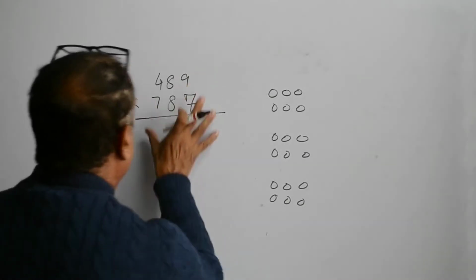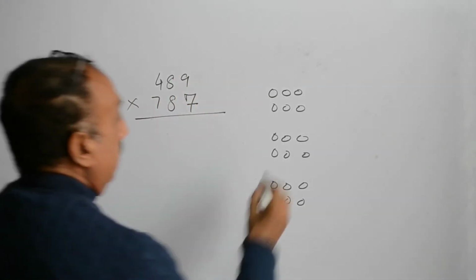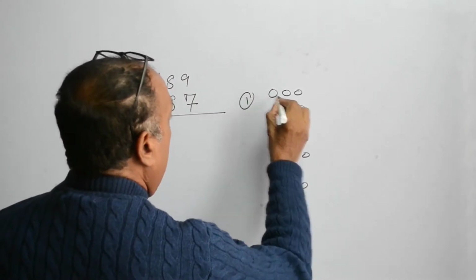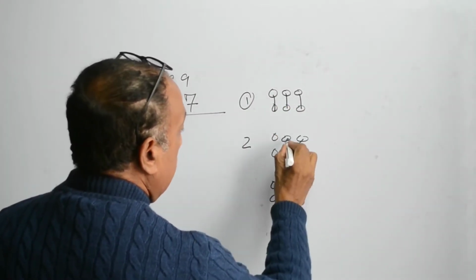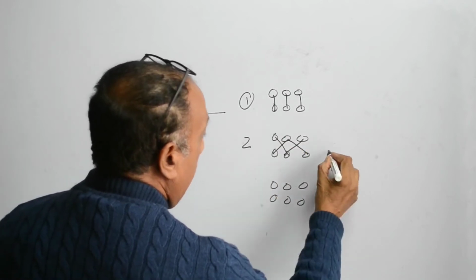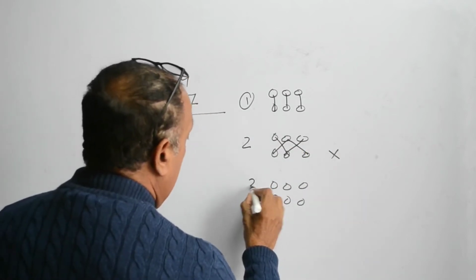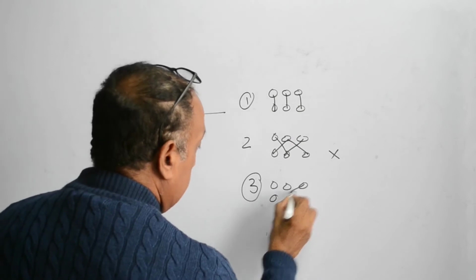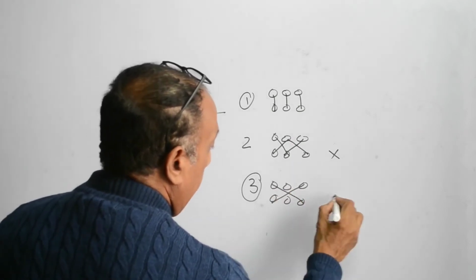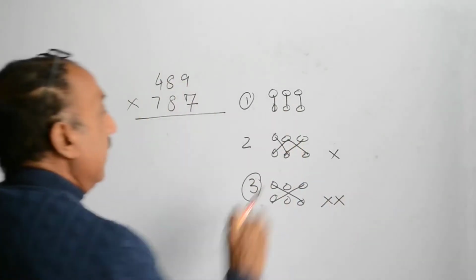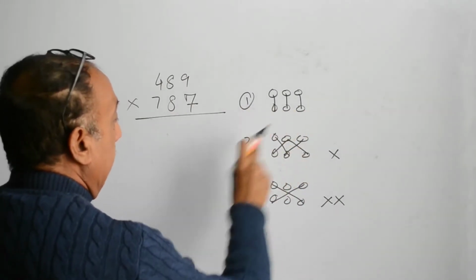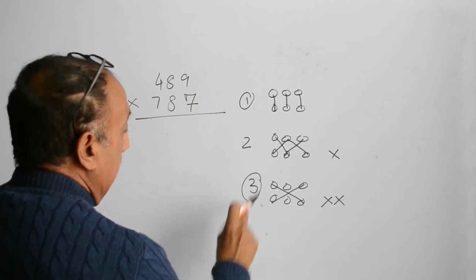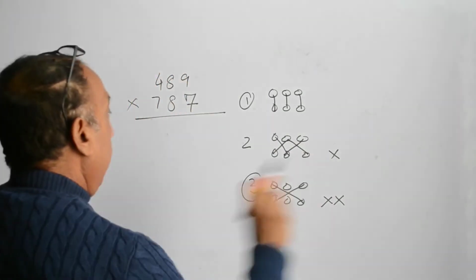Now let us multiply these two 3-digit numbers. So first step is multiply first. The second step first, second with one cross, and in the third step first and third with two crosses. It is very easy to understand. In the first step first. In the second step first, second. In the third step first, third.